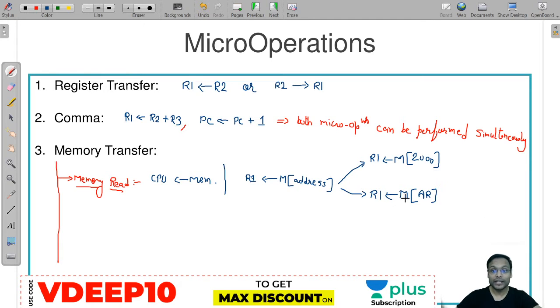I am again repeating what is the meaning of this statement. The AR register is holding one address. That address you need to use to read the memory. So if in the AR suppose 1000 is there, which means R1 is equal to memory at address 1000.